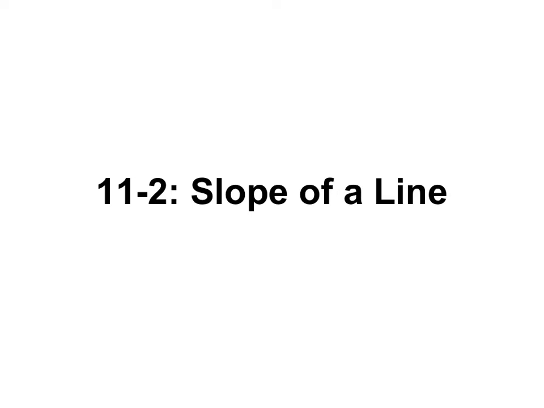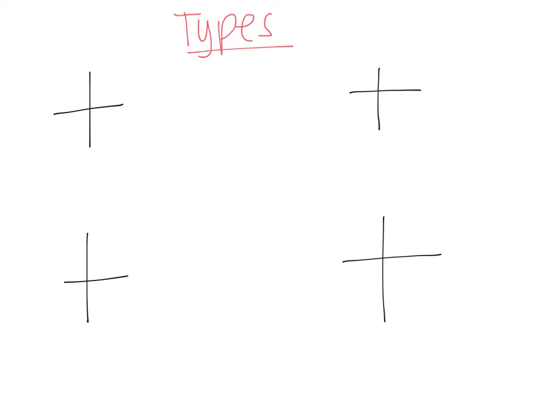Alright, today we're doing 11.2 and we're talking about slope of a line. Remember, slope means steepness. There are 4 types of slope. We always read a graph left to right.